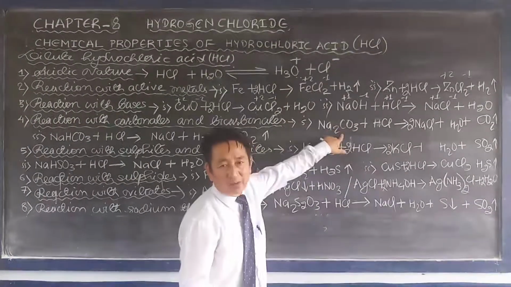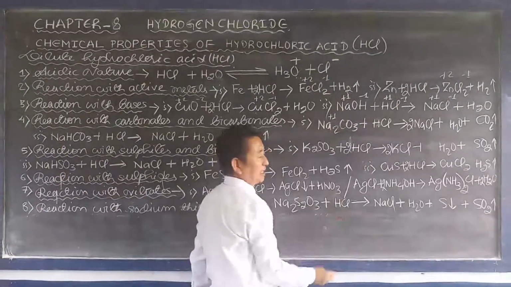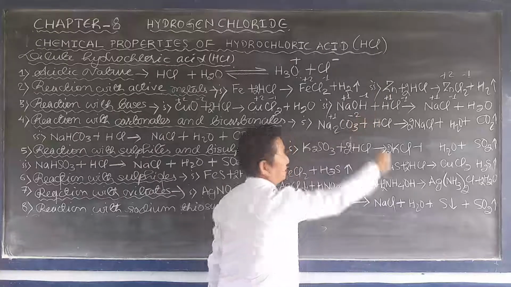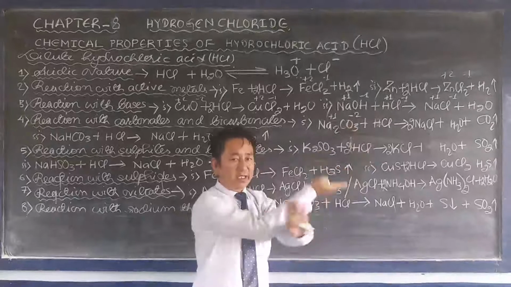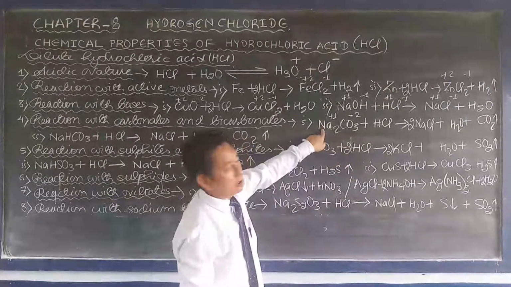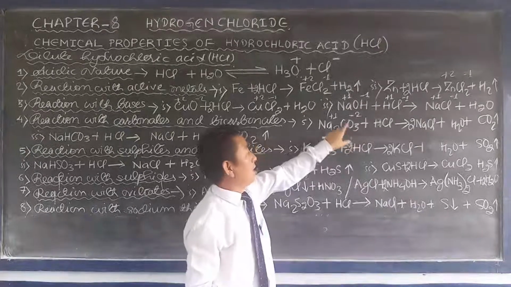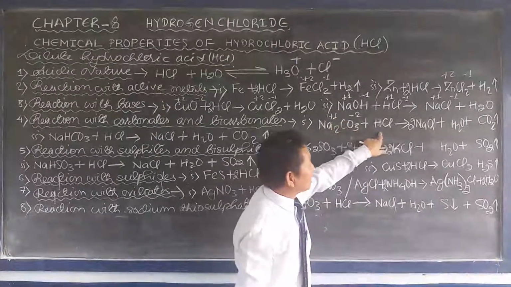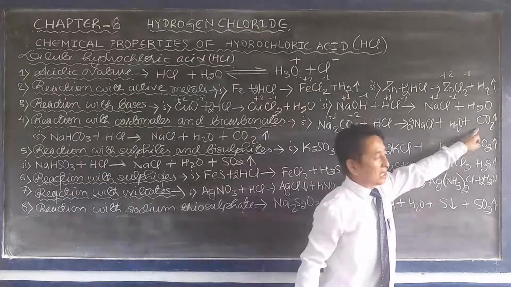Here, sodium carbonate. The valency of sodium is 1. This is the basic radical. Here carbonate is the acidic radical, so its valency is 2. On interchanging their valency, the molecular formula of sodium carbonate is Na2CO3. When this sodium carbonate reacts with dilute hydrochloric acid, we will get carbon dioxide gas.